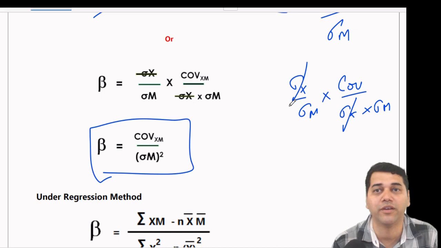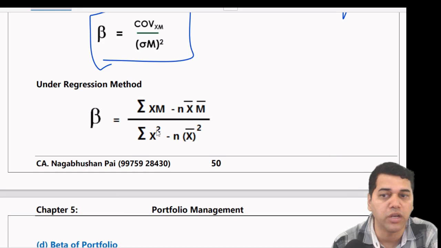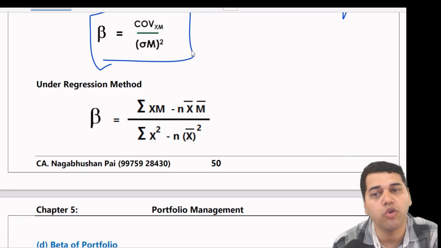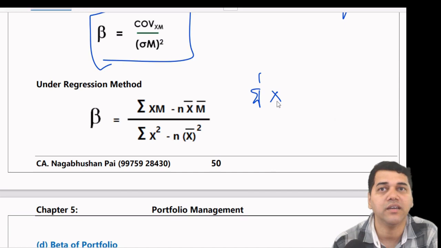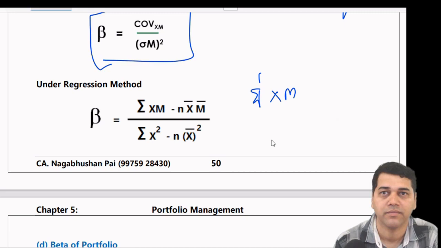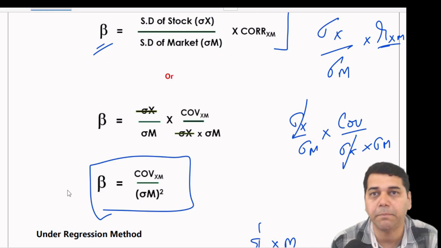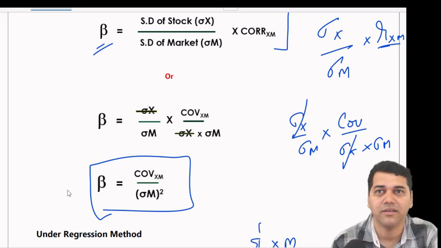Under the regression method, you can use one formula here. Both will give you the same answer. Instead of calculating correlation, covariance and all, you can use a formula with the sum of x values into m values, not x minus x bar, m minus m bar; that is not required. This is another shortcut. If you go for the correlation method, you have to calculate x bar, m bar, x minus x bar, m minus m bar, and m minus m bar whole square.